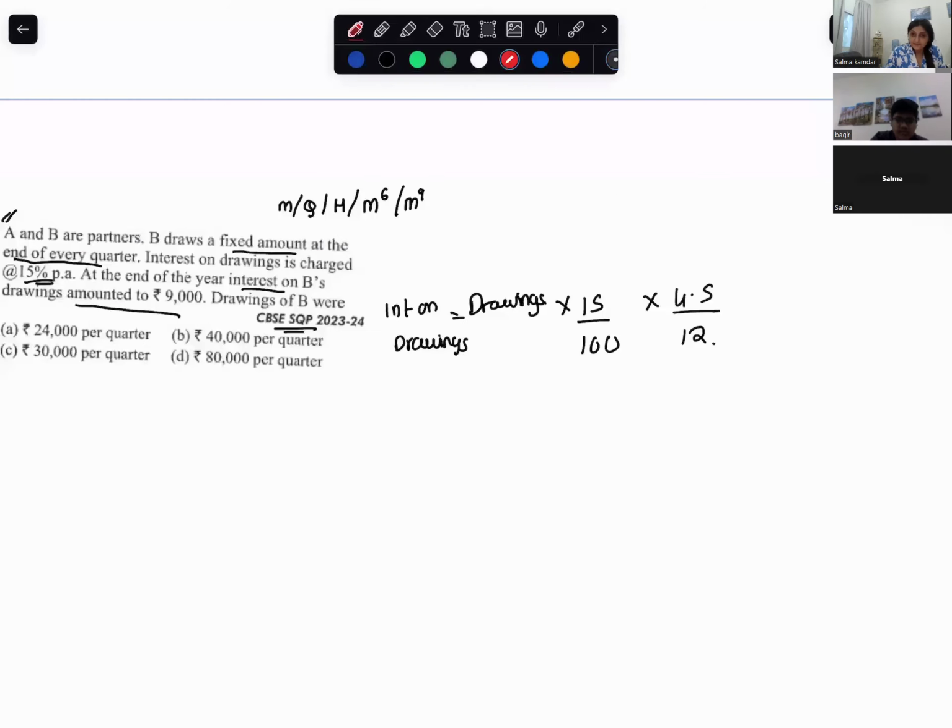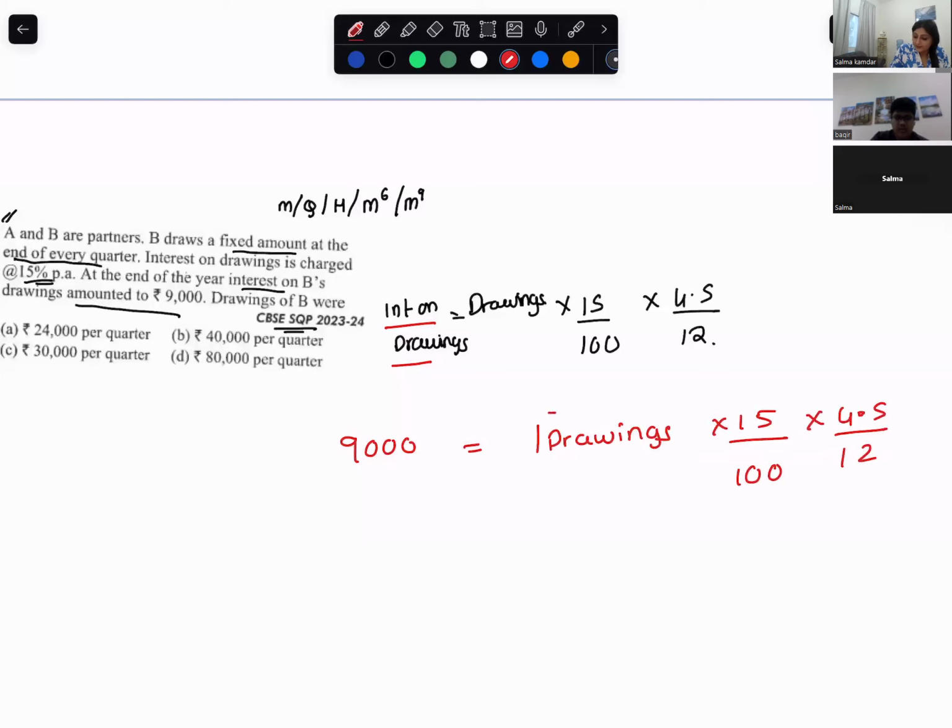Understand? Interest on drawings is how much? 9,000. 9,000 is equal to drawings into 15 by 100 into 4.5 by 12. Are you with me? Yes, ma'am. Okay, fine. I want to calculate drawings.